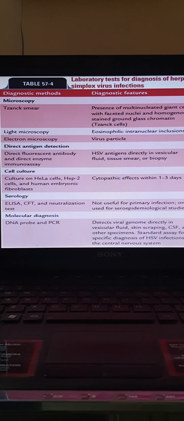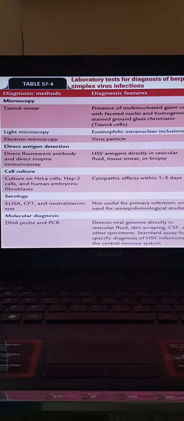We can also do the direct antigen detection test, and for this you can do direct fluorescent antibody test and direct enzyme immunoassay, and you will detect the herpes simplex virus antigens directly in the vesicular fluid, tissue smear or biopsy. The virus can also be isolated in cell culture lines. Culture can be done on HeLa cells, Hep2 cells and human embryonic fibroblast cell culture lines. The cytopathic effects like ballooning of the infected cells can be seen within 1 to 3 days.